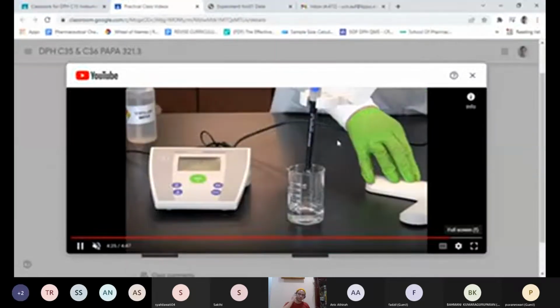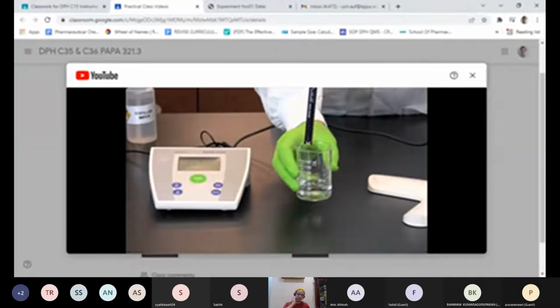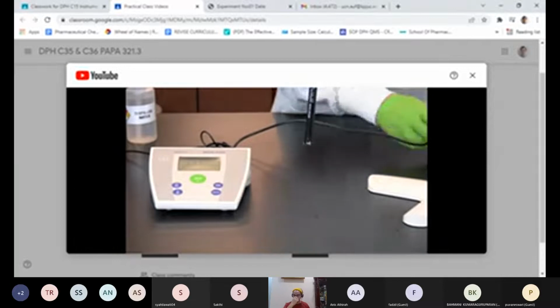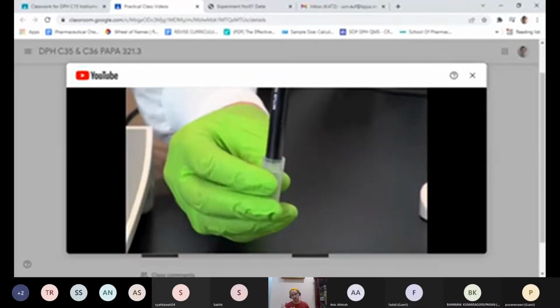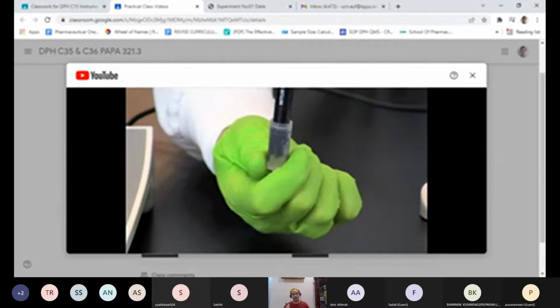So pH meter is very simple. You just need a few setups, a few glassware, and your test solutions. So kalau kita buat ni dalam makmal, saya akan sediakan 3 samples.